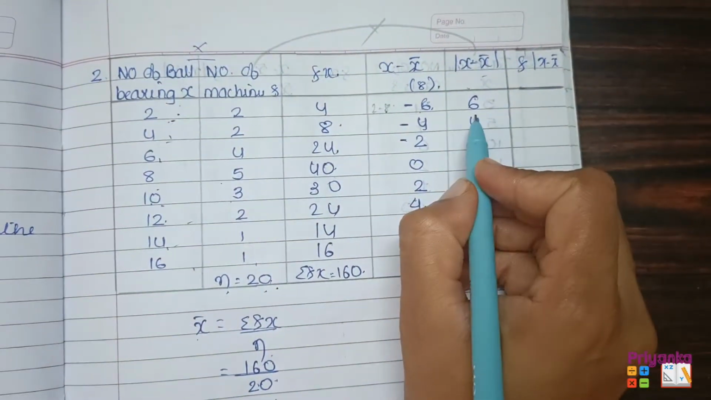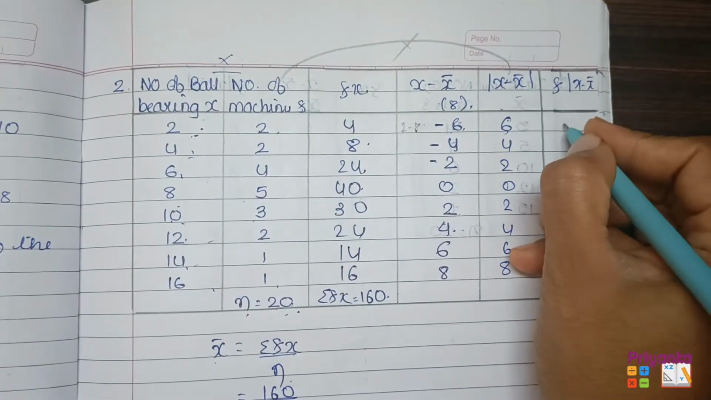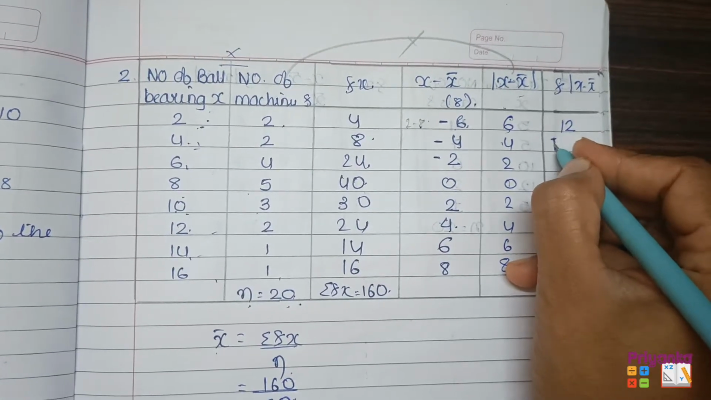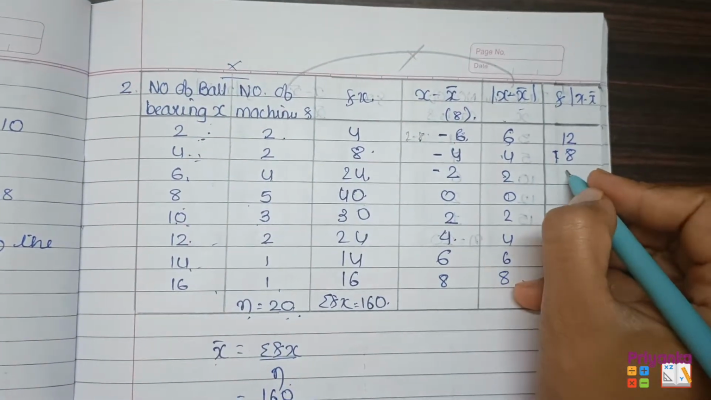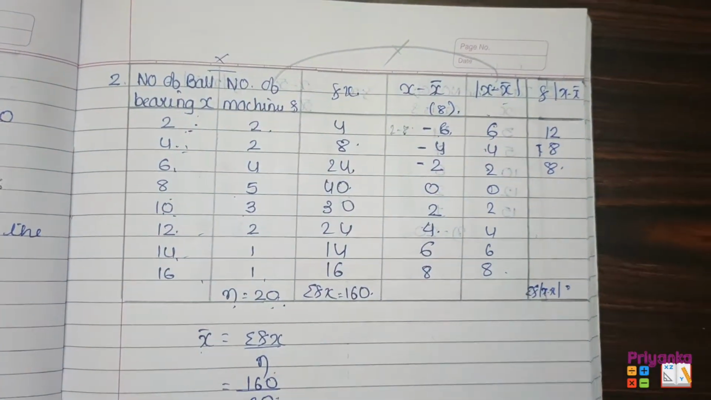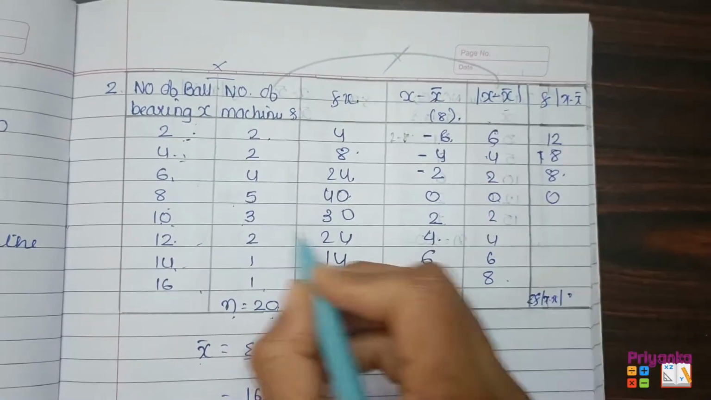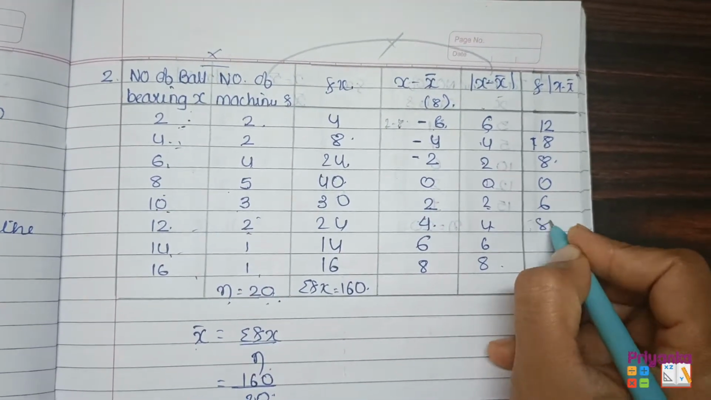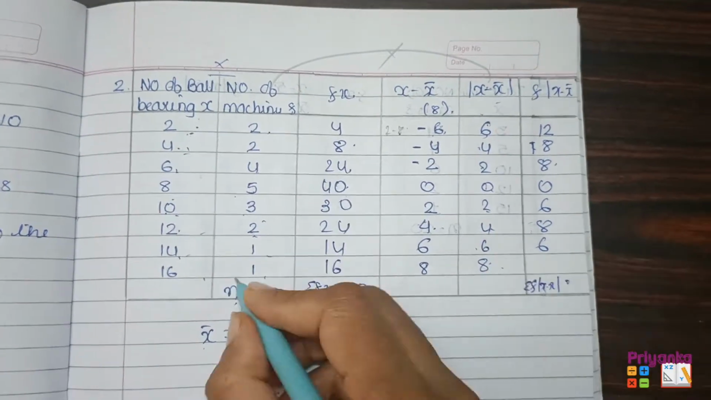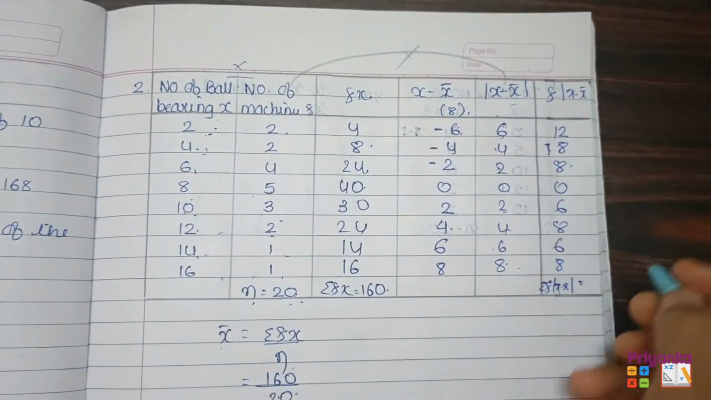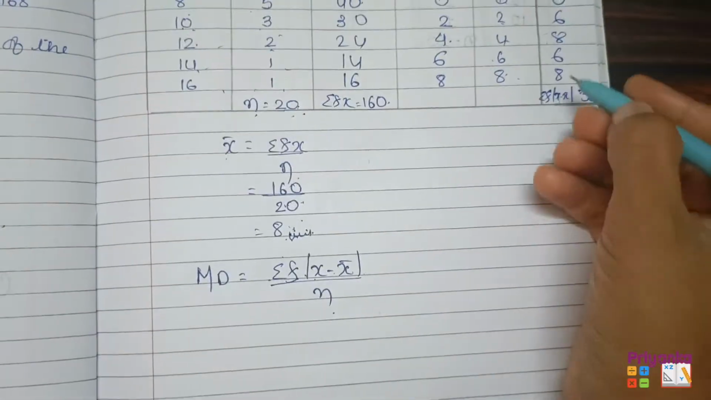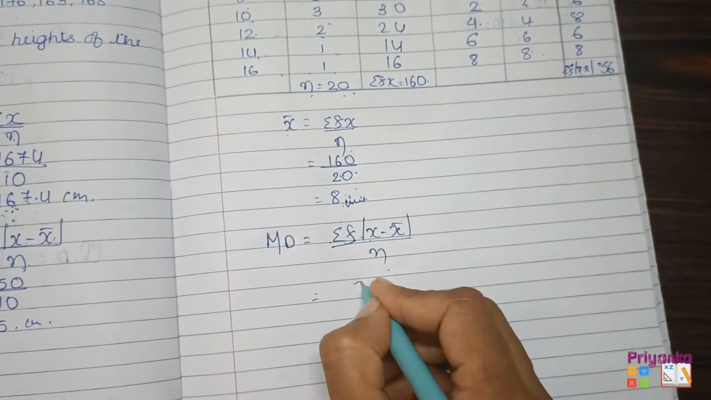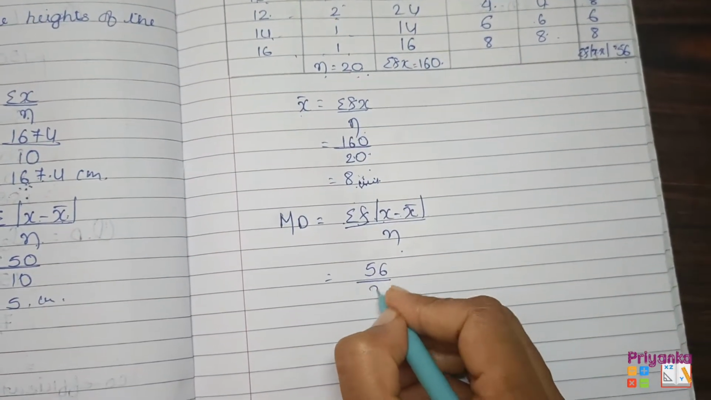So let's multiply. 6 2s are 12, 4 4s are 8, 4 2s are again 8, 5 0s are 0, 3 2s are 6, 2 4s are 8, 1 6 is 6, and 8 1s are again 8. Get the total of this column. Here we get 56. Now take this total, the value of sigma f x minus x bar, that is 56, and n is 20.